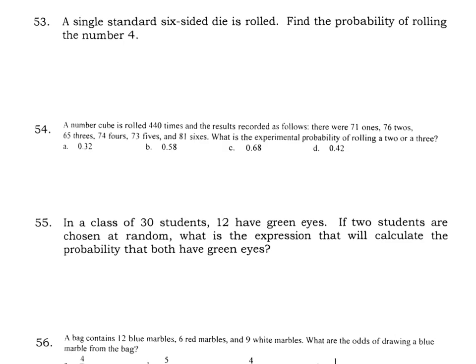All right, we'll continue the answers to the review guide with number 53. 53 is real straightforward. It says a standard six-sided die is rolled. What's the probability of rolling the number 4? There's one number 4 out of 6 possibilities.